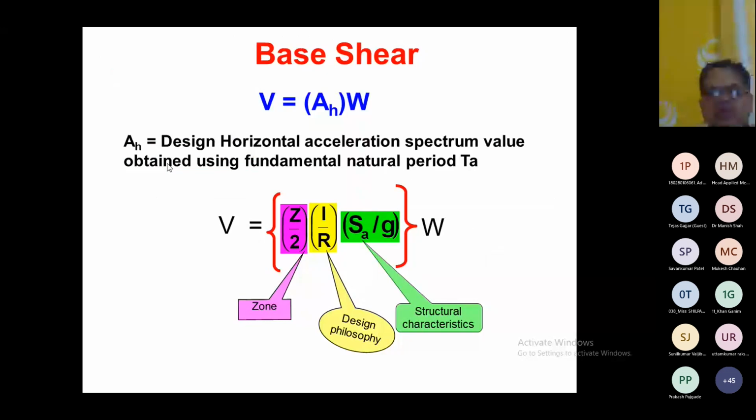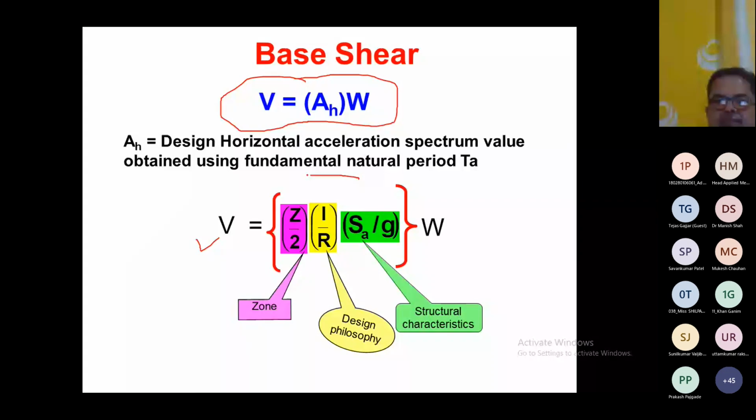So how will we calculate the base shear? For the base shear, we have an equation: V, the base shear, is equal to AH into W. The AH is the design horizontal acceleration, right? So this base shear is a multiplication of AH into W, and this AH is comprised of this part: Z by 2, I by R, SA by g. Now, what is this Z by 2, I by R, SA by g?